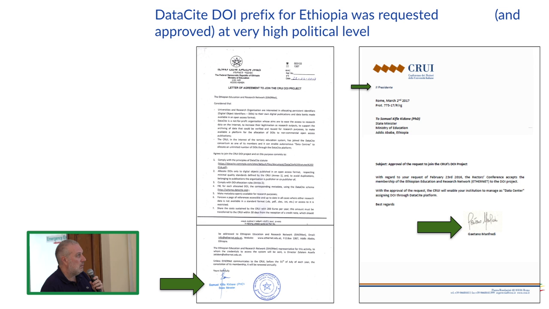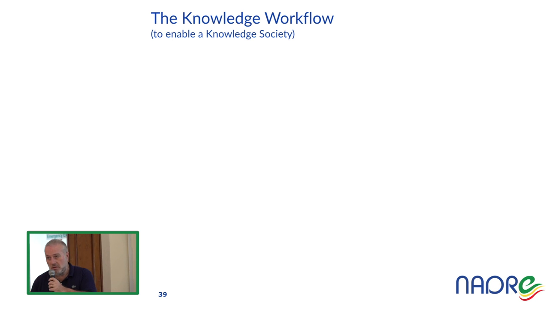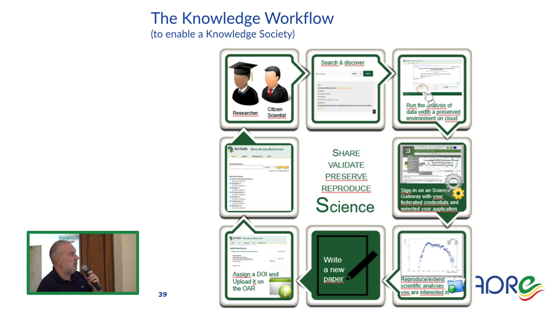So, what do we want to achieve in the end? We want to achieve the possibility to create what we call the knowledge workflow, which is an enabler of the knowledge society. Researchers can search for linked data or publications using keywords. They find what they are interested in, and they can reproduce or reuse the data because they also have all the components. They have the software, they have the cloud infrastructure available, so they can reuse the data to produce new knowledge. The new knowledge goes into a new paper.